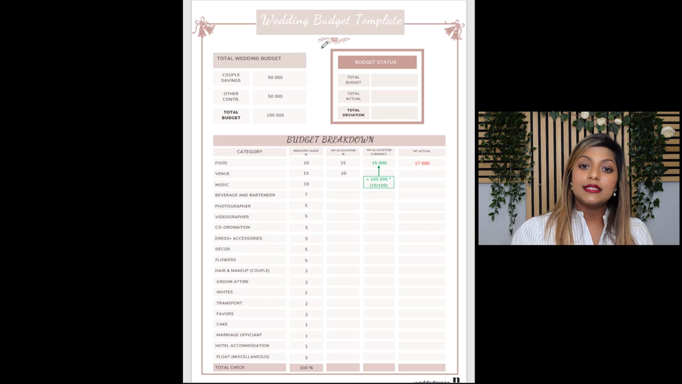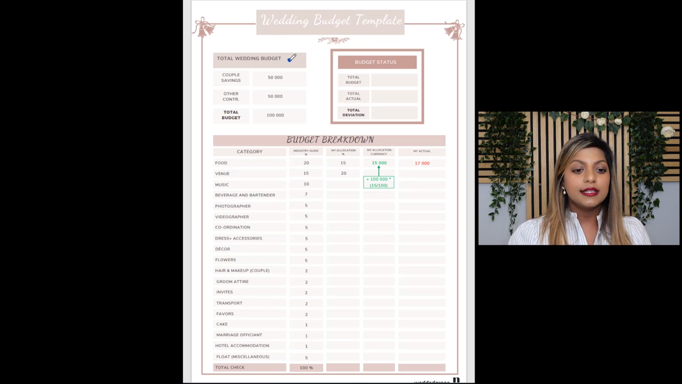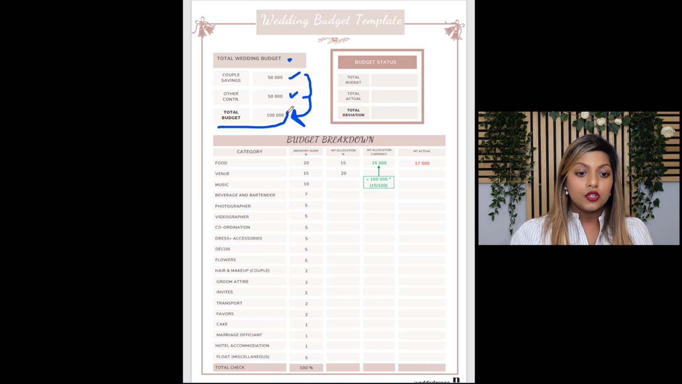So now let's do an example so you can see exactly how it works and how we calculate everything. So let's start on the top left with our total wedding budget, right? If we're trying to calculate that, say for example, you and your fiance have 50,000 that you want to put towards your wedding. You would write 50,000 there. And then maybe your parents are giving you 50,000. So you're going to put 50,000 here. Then you're going to add these together, and that's going to give you the 100,000 that you see here. Okay? So your total wedding budget, the total amount that you have to spend on your wedding, is 100,000.